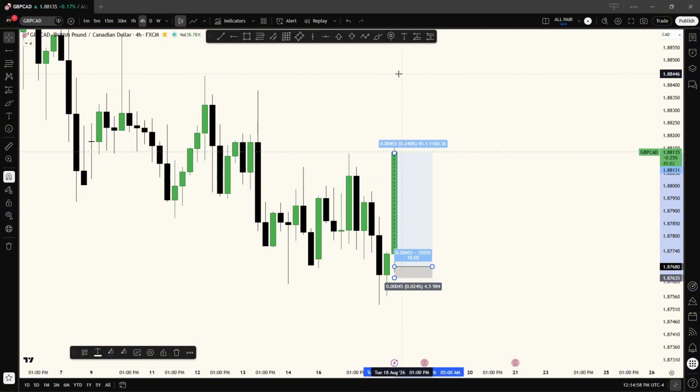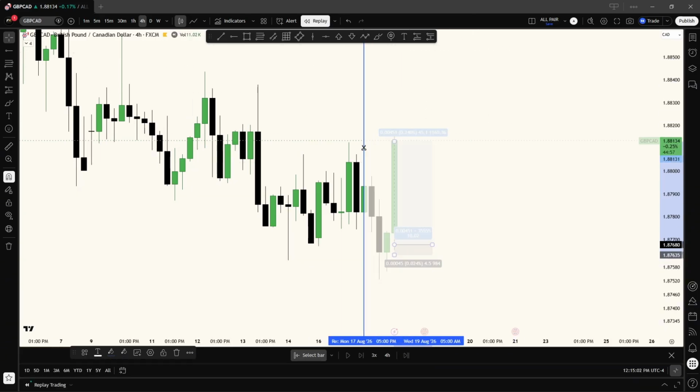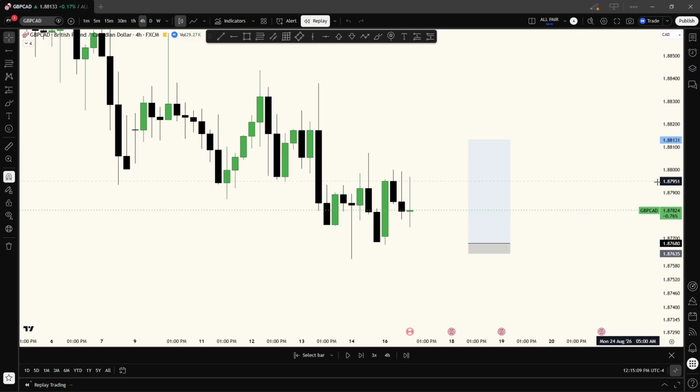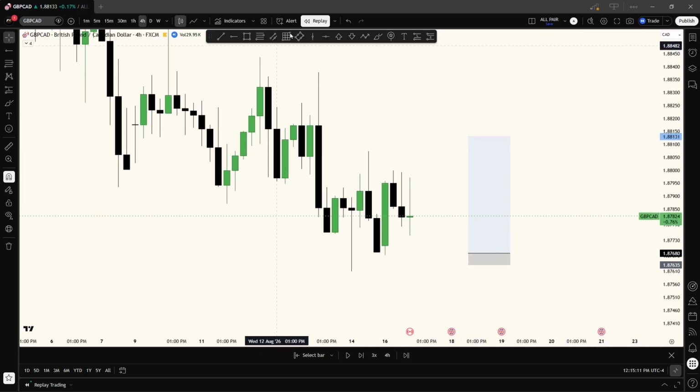So now I'm going to switch on replay mode and take you through this trade step by step, candle by candle. I want to show you exactly how I spotted this setup and how I actually got into the trade. So what I'm going to do is start the replay from a little bit earlier, before the actual setup formed.